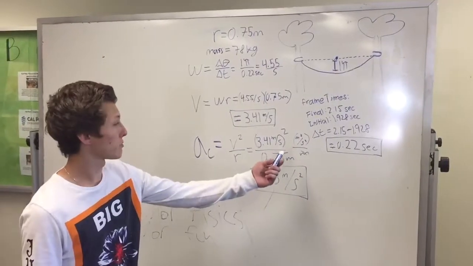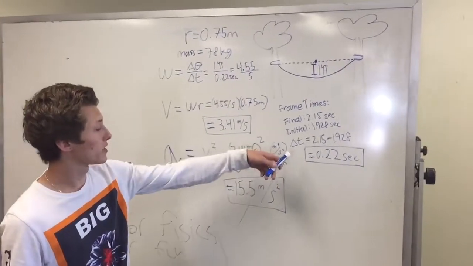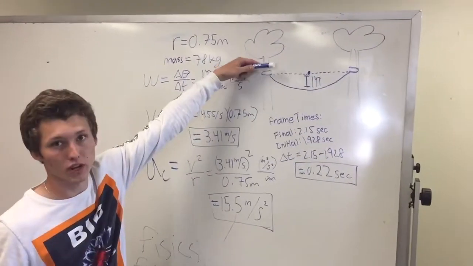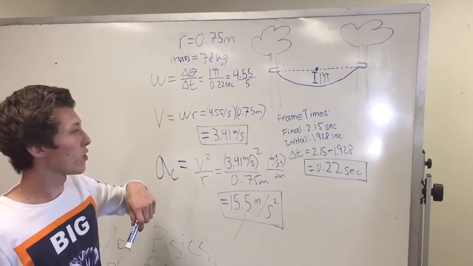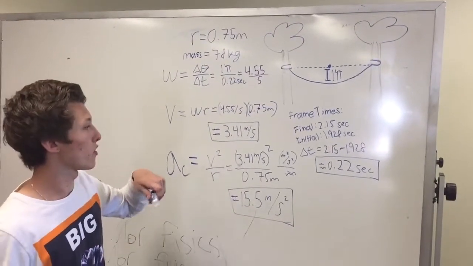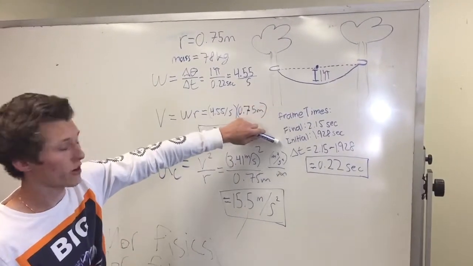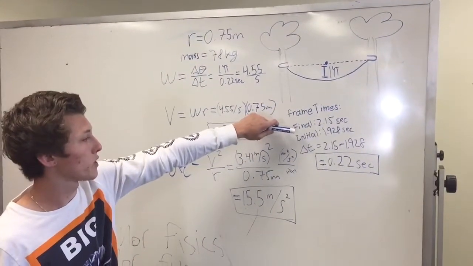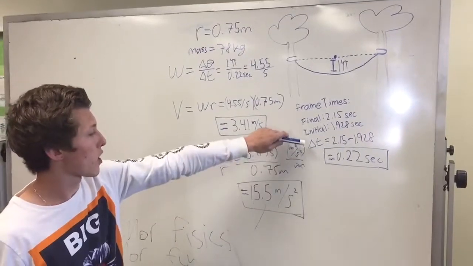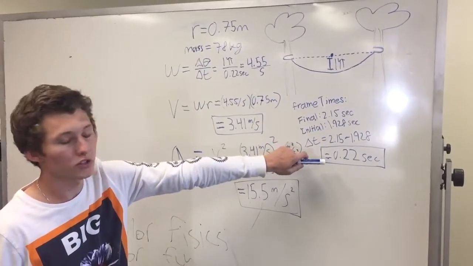So when we look through a dynamics lens, we know that there's a total change in time necessary to facilitate this rotation. And we know using our video in Logger Pro that our final time was 2.15 seconds, and our initial time was 1.928 seconds. Taking the change in that, we know our change in time was about 0.2 seconds.